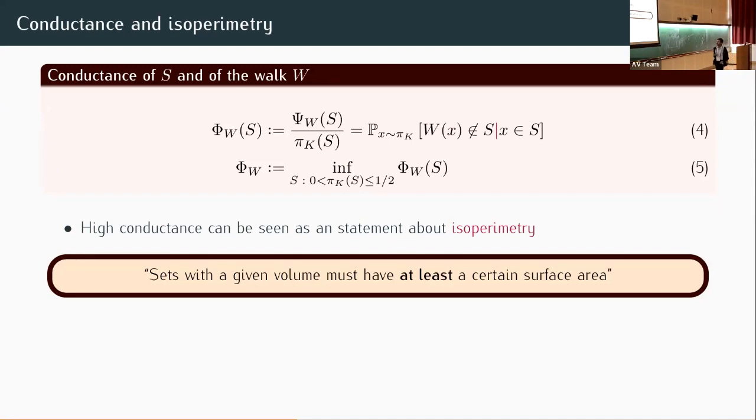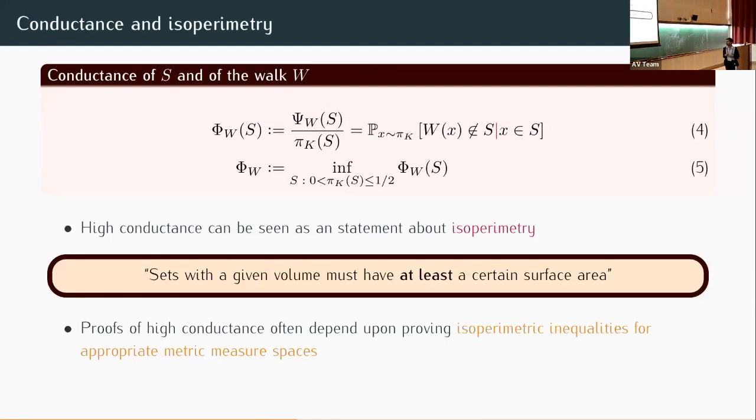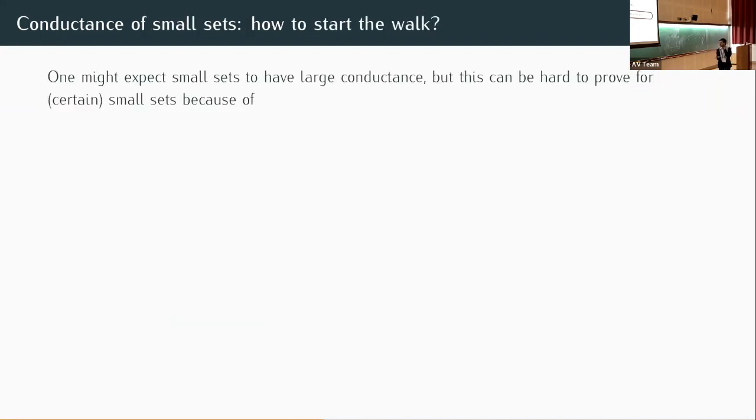So high conductance can be seen as a statement about isoperimetry. It's a statement of the form that sets with a given volume must have at least a certain surface area, because this moving out is sort of like a measure of surface. So the proofs of high conductance in this convex body sampling case often depend upon proving isoperimetric inequalities for appropriately constructed metric measure spaces. So we will come to see that.